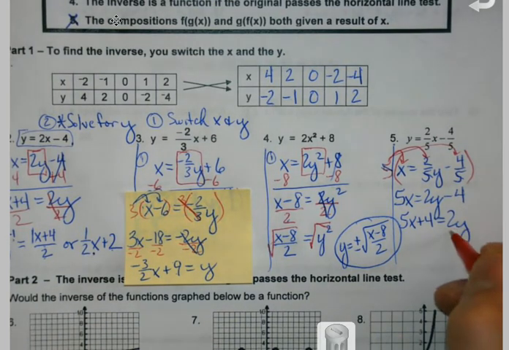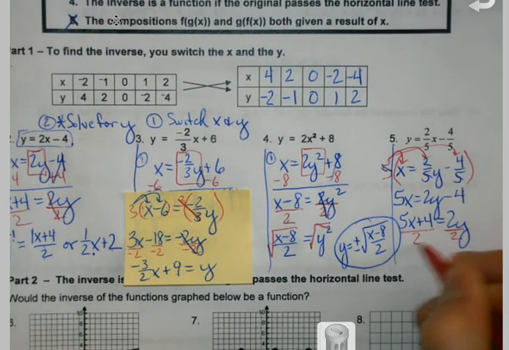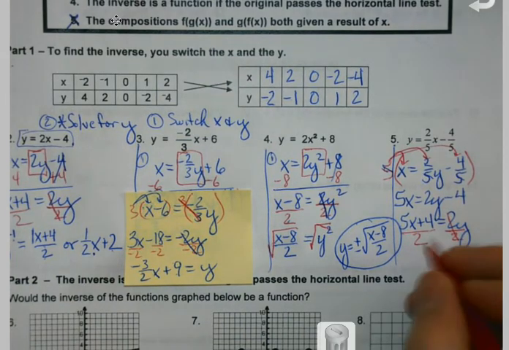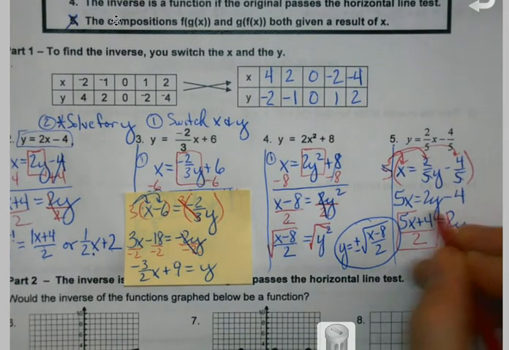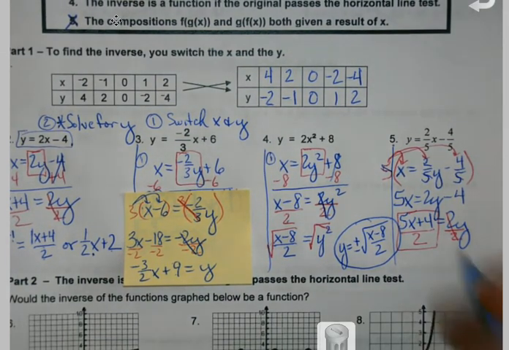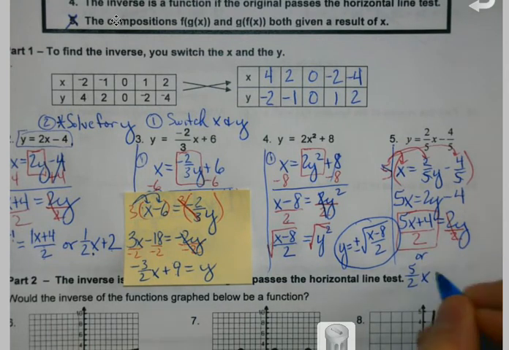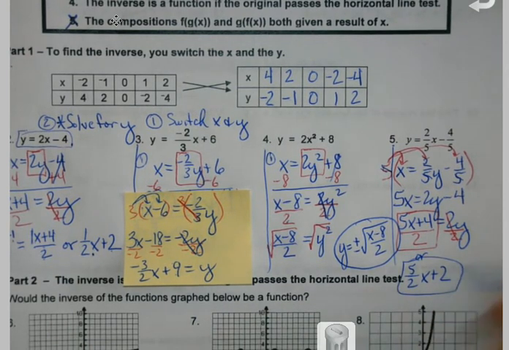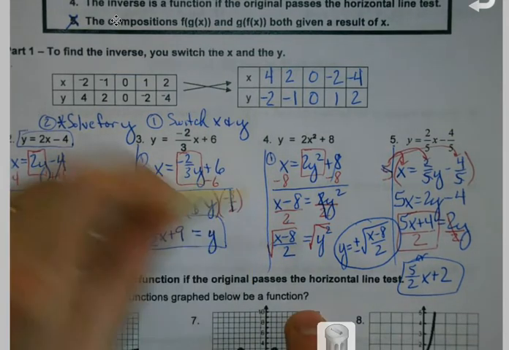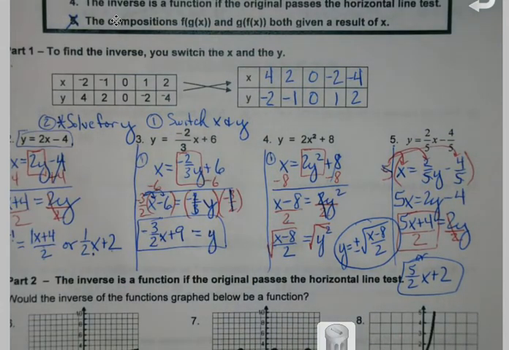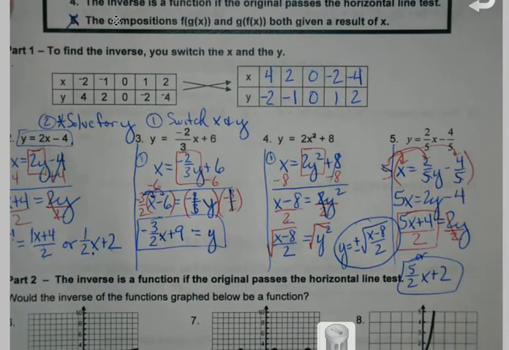And then to finish it off, we're just going to divide by 2. And again, if you want to leave it this way, that's fine. If you want to break it down and have the 2 there, and 4 divided by 2 is 2, that's fine. It's your call on that. But we're just using algebra to find the inverses of these particular functions. So switch x and y, solve for y, you're done on those.